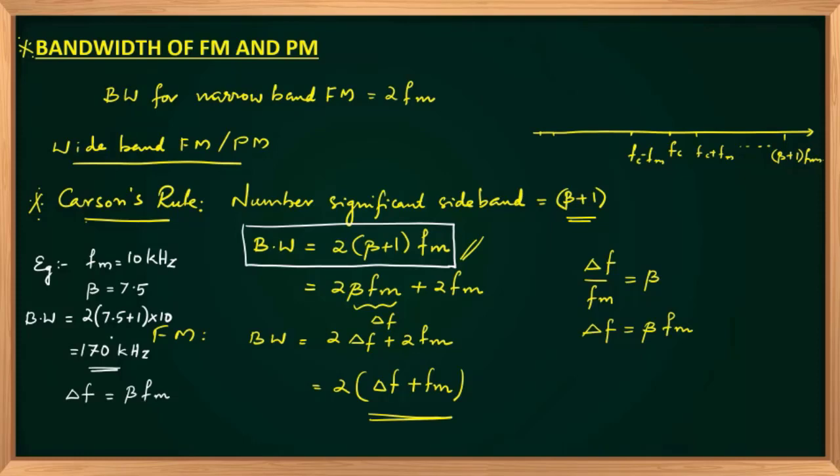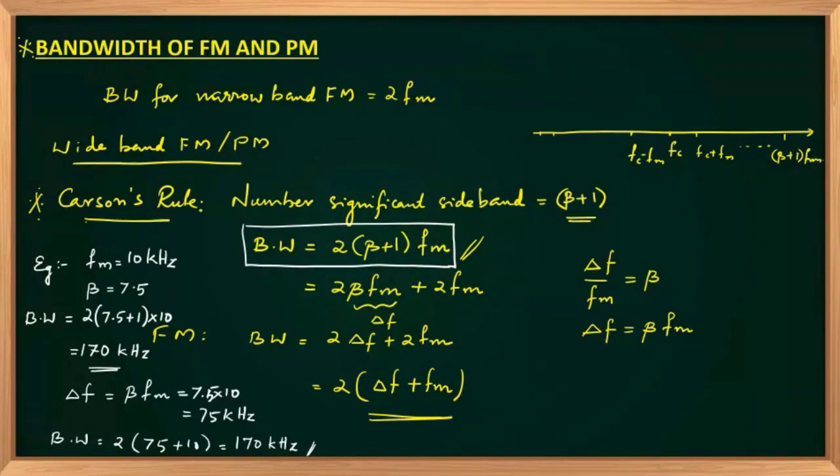Frequency deviation in this case is 7.5 into 10, which is given by 75 kilohertz. Frequency deviation is 75 kilohertz. So you can use the second formula for calculating bandwidth. Bandwidth equals 2 into (75 plus 10), 85 into 2, equal to 170 kilohertz. 170 kilohertz.